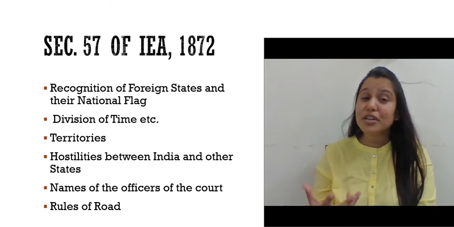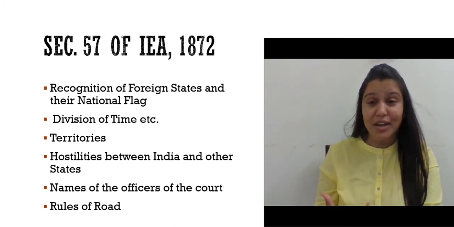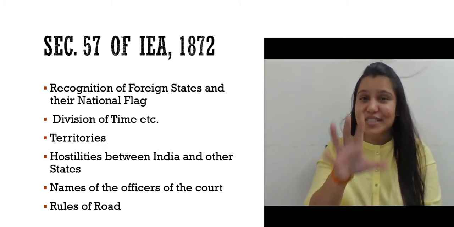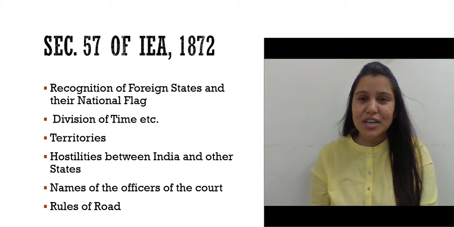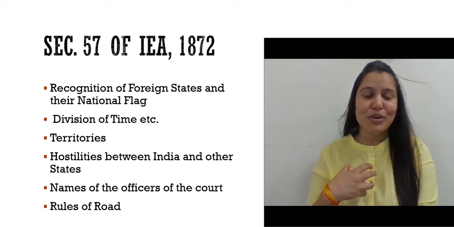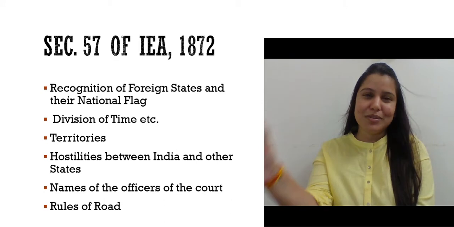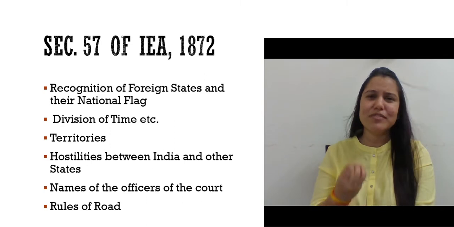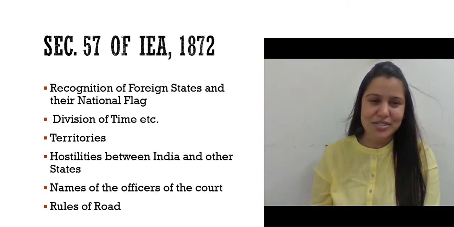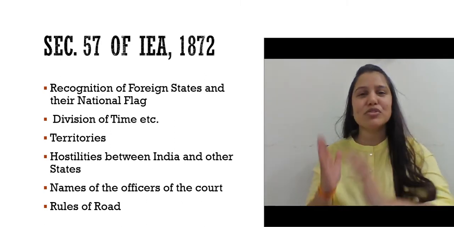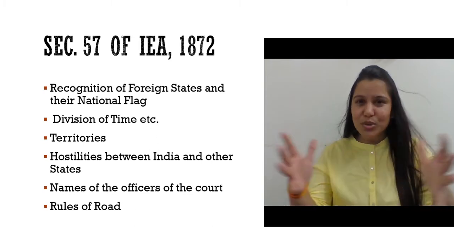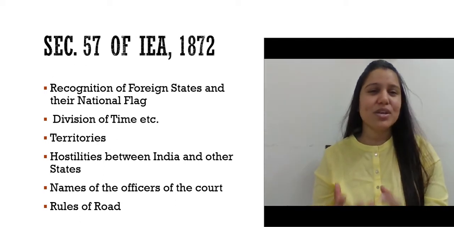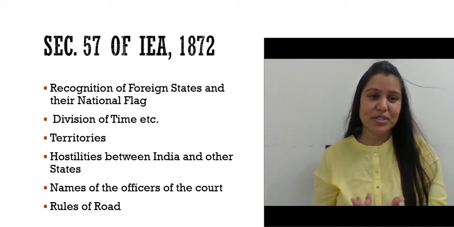Then there comes recognition of foreign states and their national flag. When it comes to the national flag, the court shall take judicial notice that yes, this is the flag of that very nation. Nobody should come with evidence that this flag belongs to that very state. The court shall take judicial notice of these minor things, right? Division of time. Territories. What is the territory of India? What is the territory of the other nation? These are the basic things of which the court shall take judicial notice.